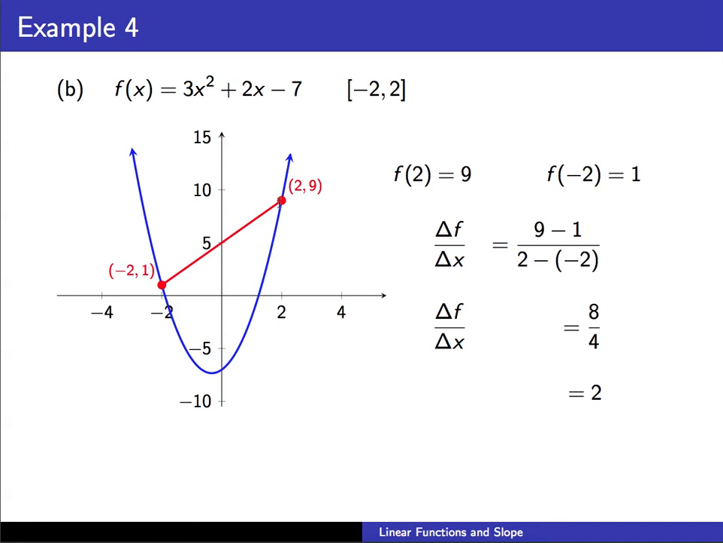Now, in closing, I do want to say that when you get into calculus, you'll be looking at what happens to the average rate of change of the function as these 2 values of x, in this case the negative 2 and 2, get closer and closer and closer together. That's called the instantaneous rate of change, which you'll learn about in calculus. So it's based on what happens as these values of x get closer and closer together.